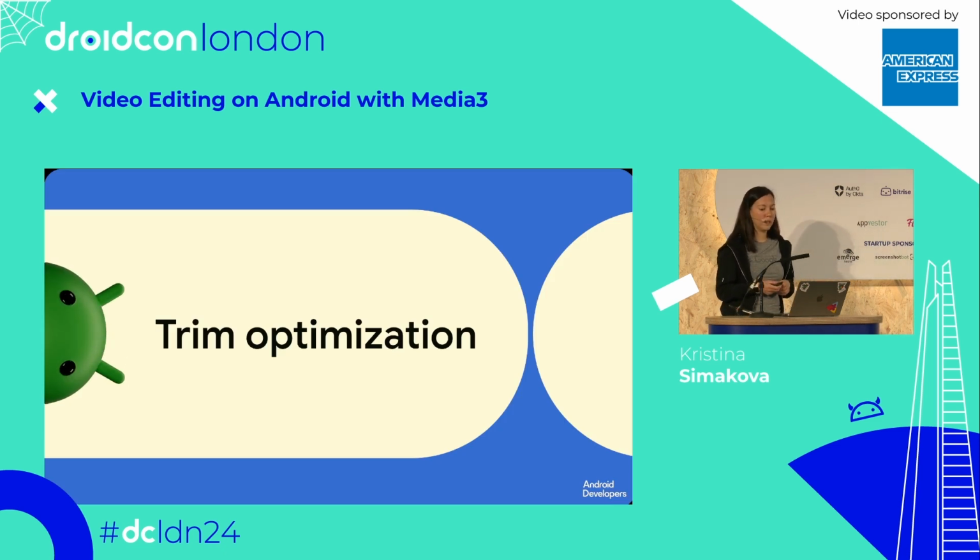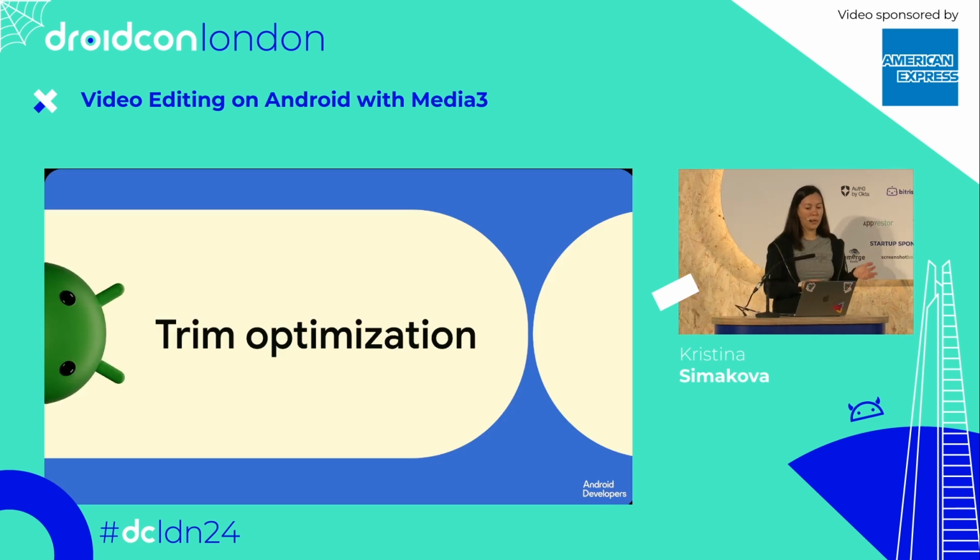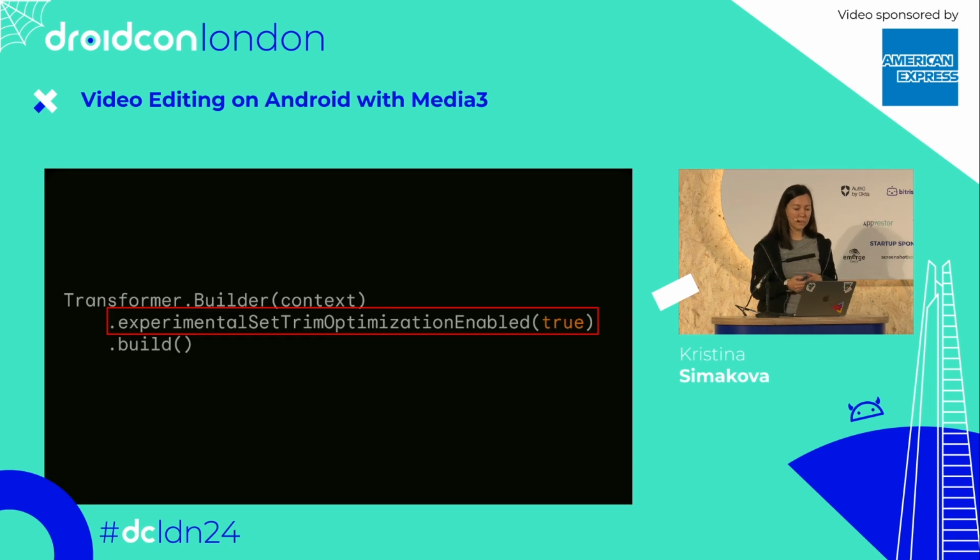In one of the latest Media3 releases, we introduced trim optimization. To reduce the latency of trimming of the beginning of the video, try enabling trim optimization. This speeds up transcoding, and we only then transcode a small part of the video and then put it together with the rest of the video. And that speeds up the transcoding significantly.